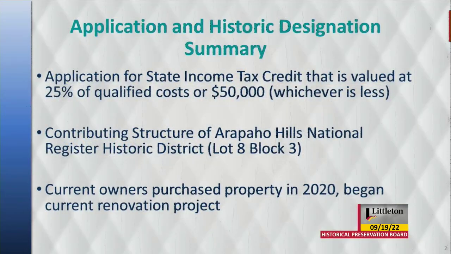So the application summary is, just a few points here to get going, that the state income tax credit program run by the state allows qualified properties to get tax credits on qualified costs. And right now, the tax credit is 25% of qualified costs of up to $50,000. And this property is eligible, it's a qualified property because it's a contributing structure in Arapaho's National Registered District.